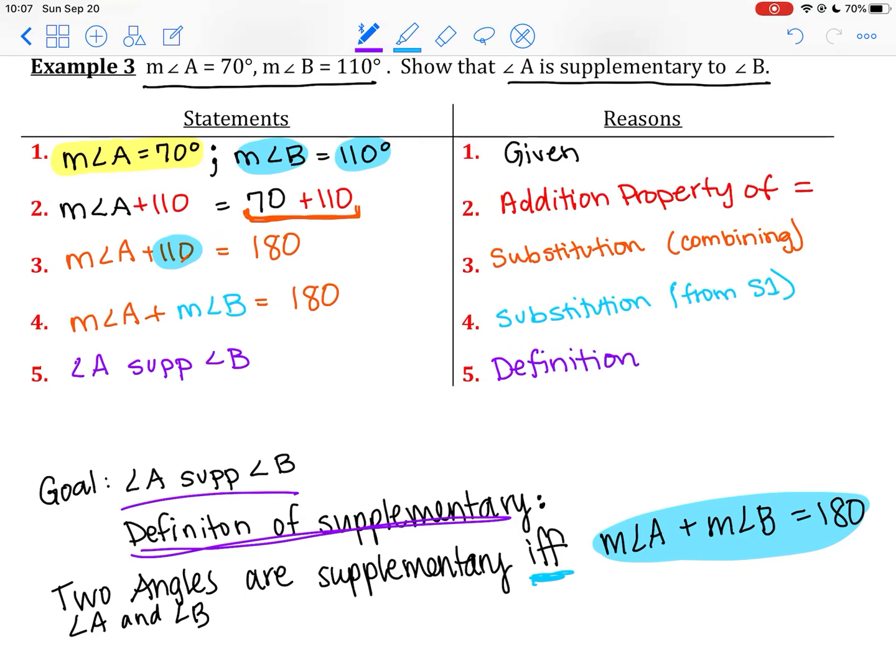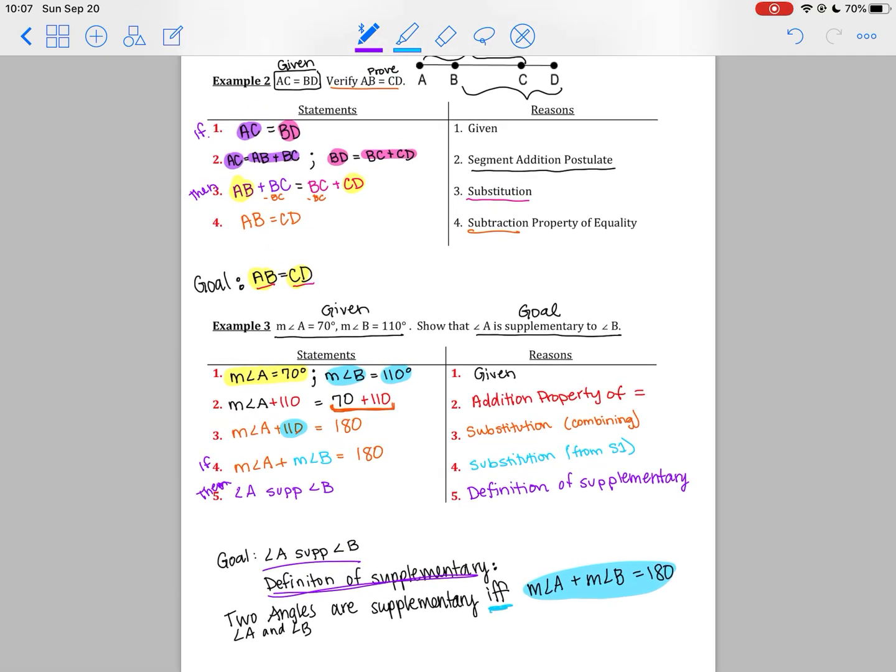So we were able to use the definition of supplementary to prove that A is supplementary to B because we had this if-then statement. If the measure of angle A plus the measure of angle B equals 180, then angle A is supplementary to angle B. That was the converse of this conditional statement. So that's how those conditional statements and deductive reasoning play into the proofs that we're going to be doing this year.